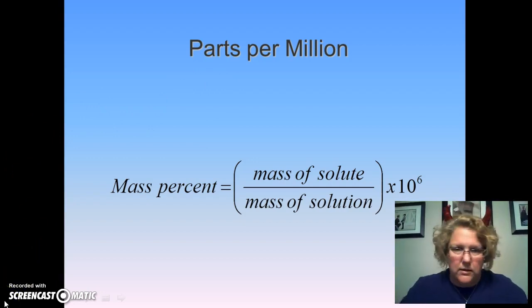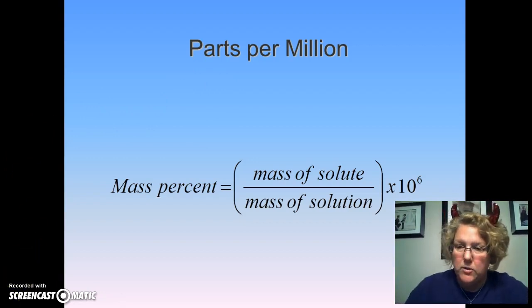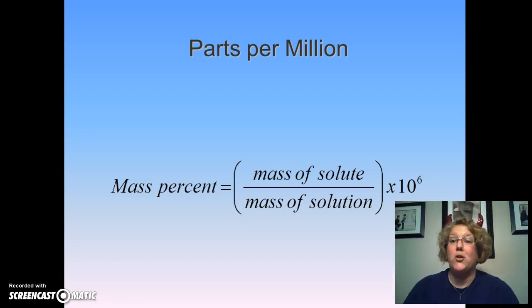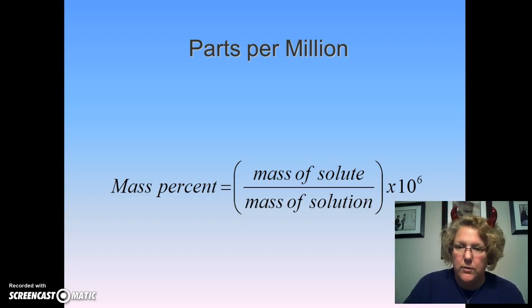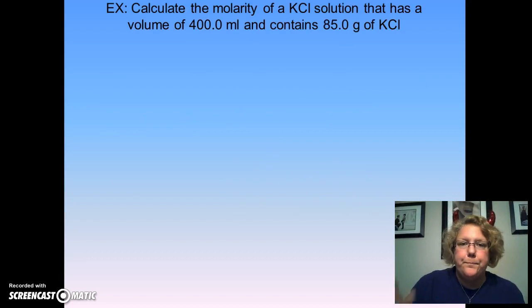All right, so let's do one. Let's calculate the molarity of a potassium chloride solution that has a volume of 400 mL and contains 85 grams of KCl. Grams are useless, so the first thing we have to do is convert them to moles using the molar mass on the table. Now, I don't round a whole bunch right here because this is not my final answer.